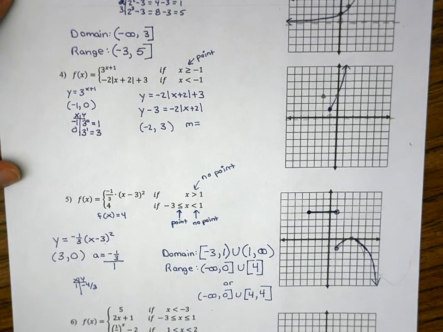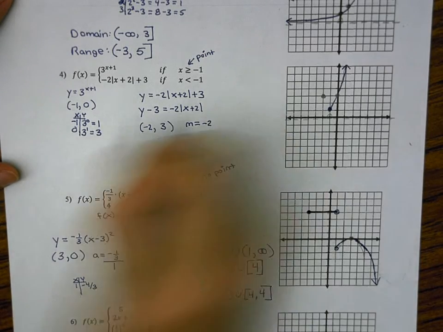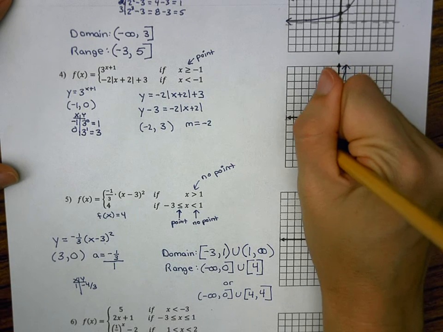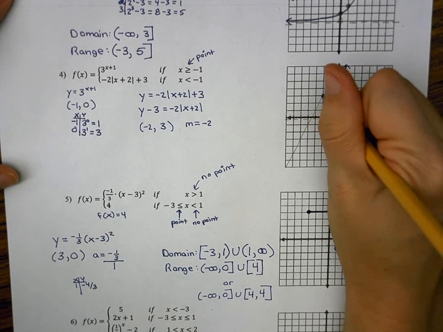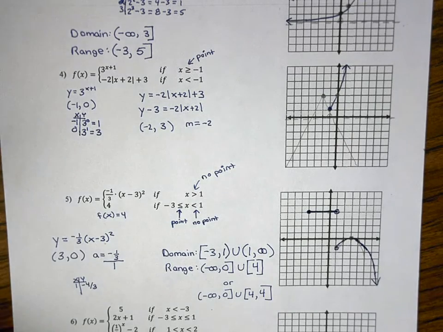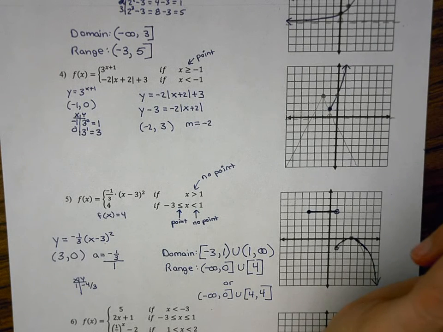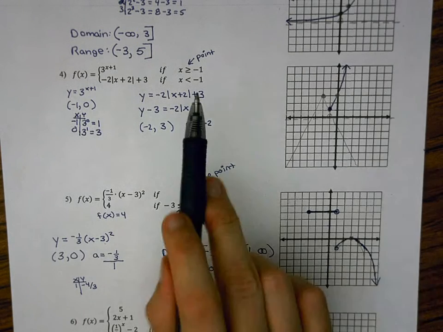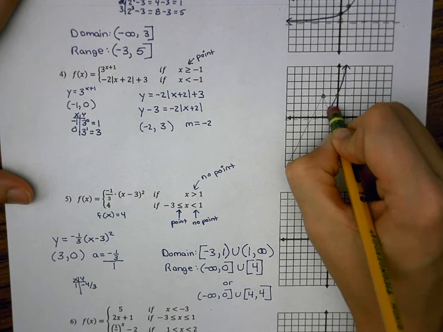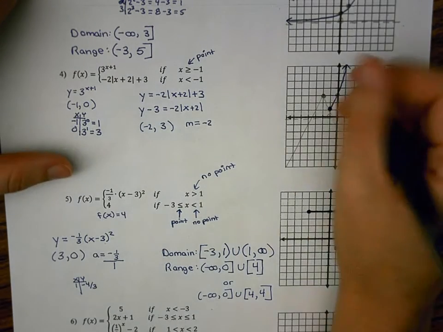And what's my slope? Well, my slope is -2, so that's down 2 over 1, down 2 over 1. So we get this graph here. Okay, what are the parts of this absolute value that you're keeping? Well, we're keeping everything less than -1. So that means all this stuff over here is going away. Only the stuff less than -1.